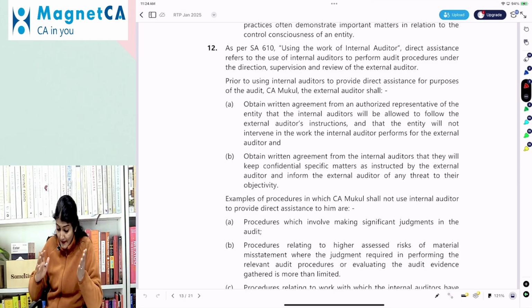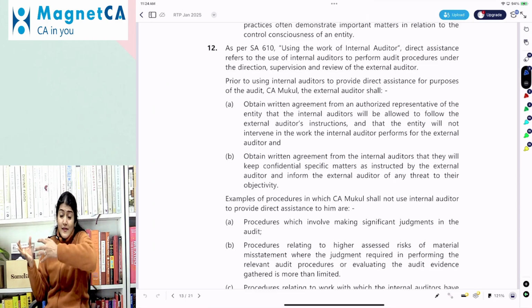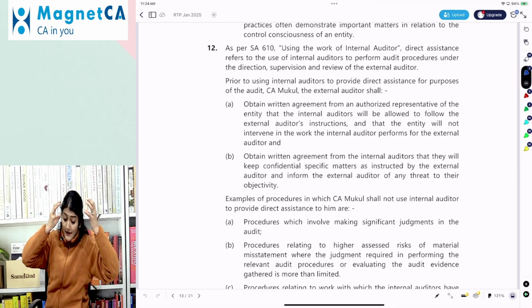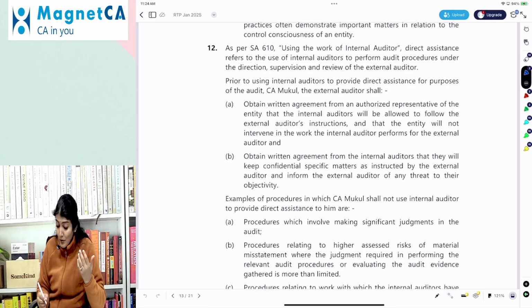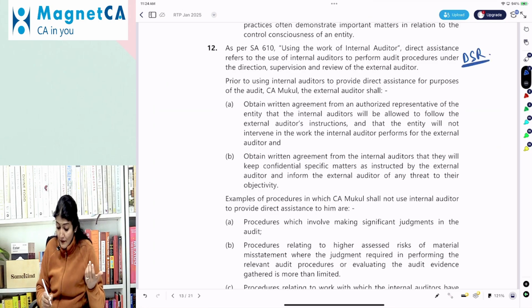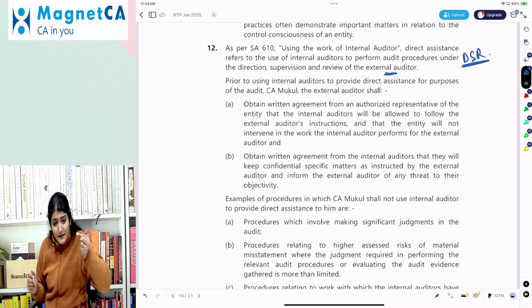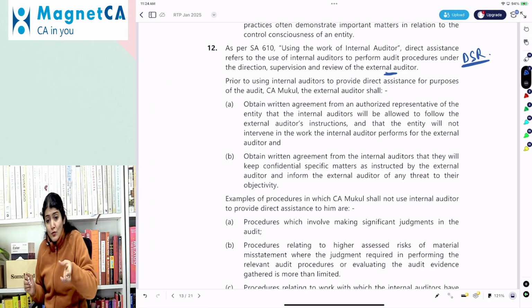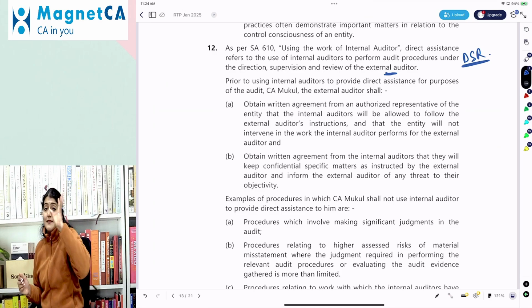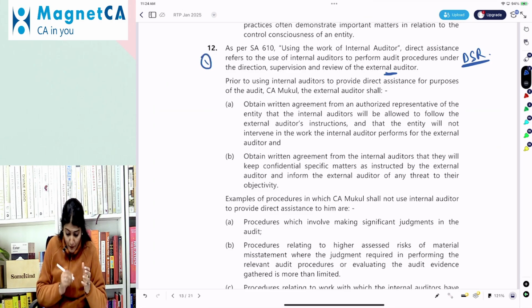So one, what does it say? As per SA 610, using the work of internal auditor, direct assistance refers to the use of the internal auditor to perform audit procedures under the DSR, direction, supervision, and review of the external auditor. Simple language, the internal auditor has agreed to do some work on behalf of the external auditor, the statutory auditor. So that is point number one.